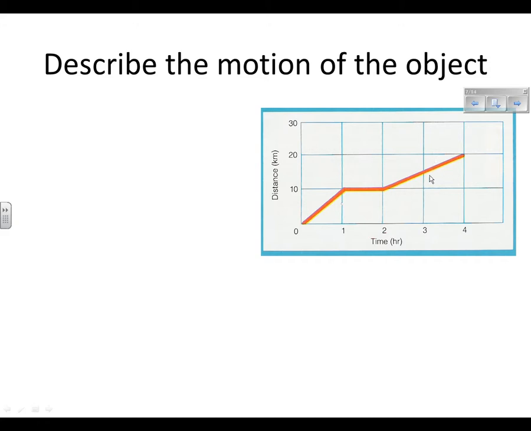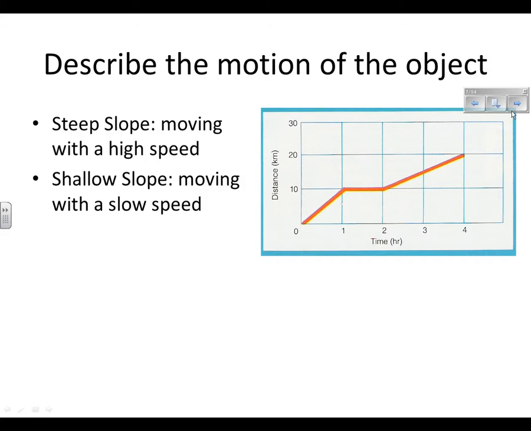What else could we say tells us speed on this graph, Haley? Do we remember? Slope. The slope, right? What do you see about the slope of this portion of the graph versus this portion of the graph? It's not as steep. Not as steep, right? Things with steep slope are moving with high speeds. Things with shallow slopes are moving with slower speeds.